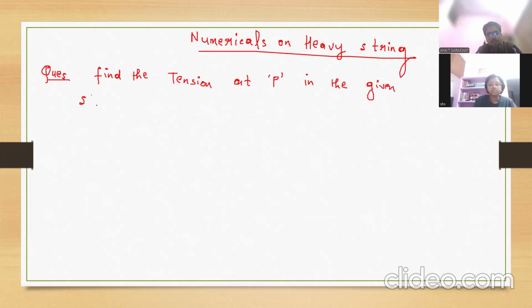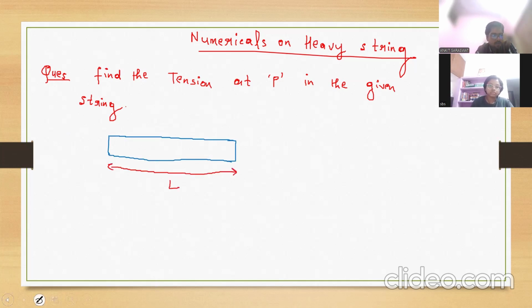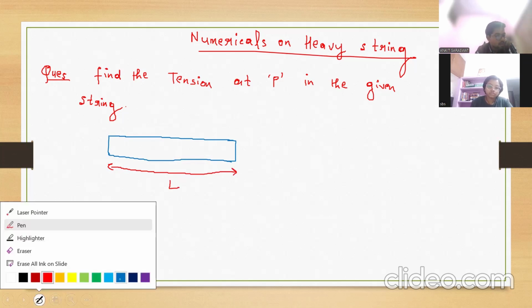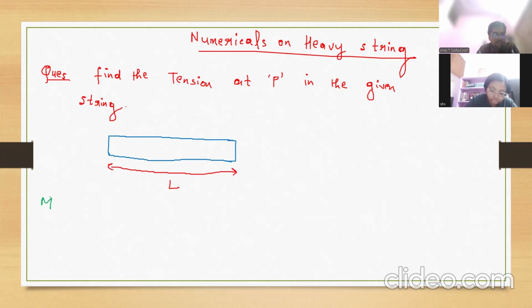So I'm drawing the diagram. Please draw. It's a heavy string. Its length is L, and the total mass is M. Mass of string. If I apply force F like this, then I'm asking what is the tension at point P?